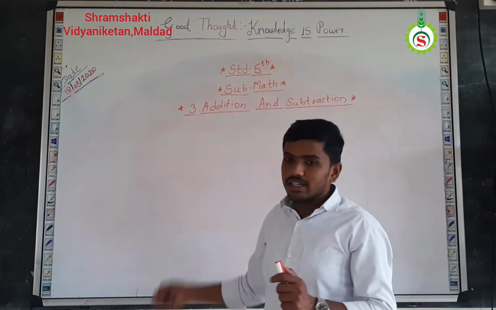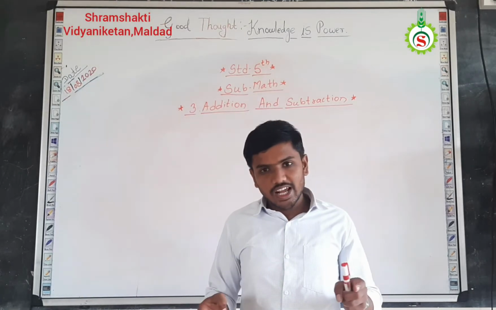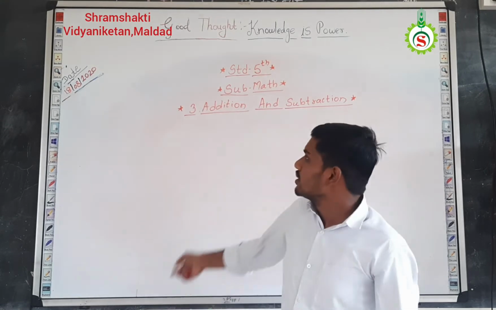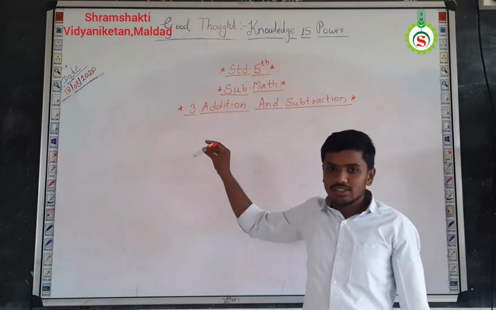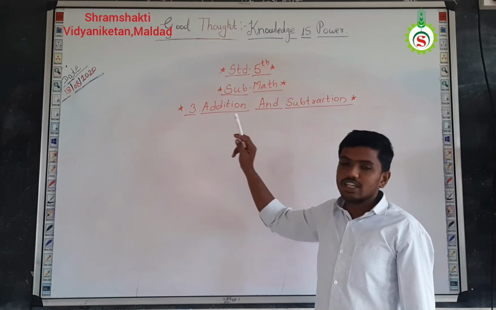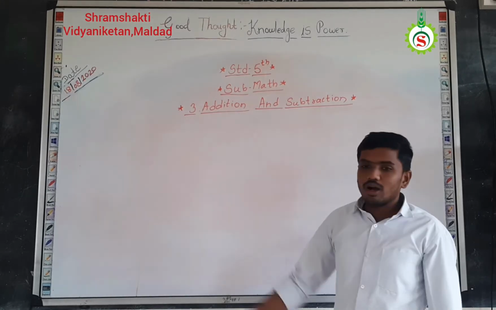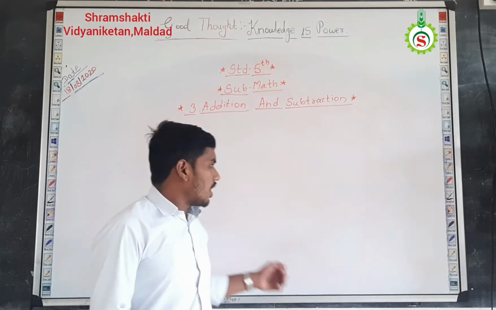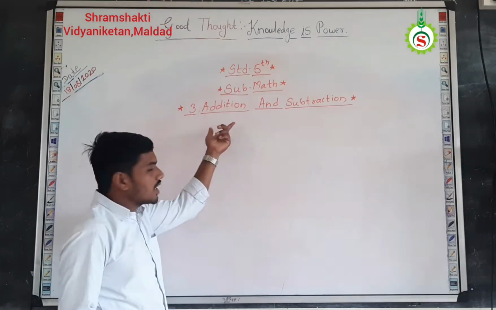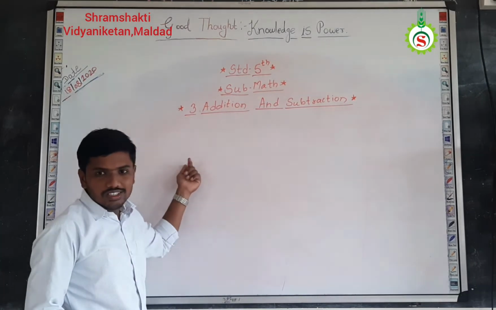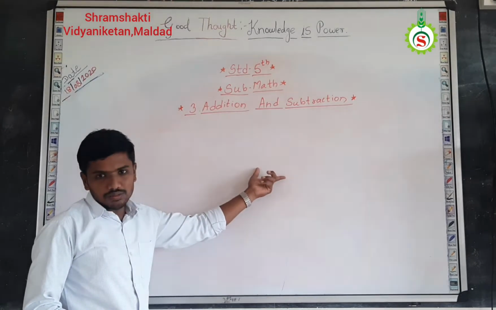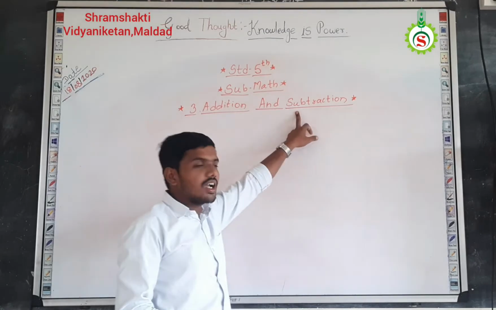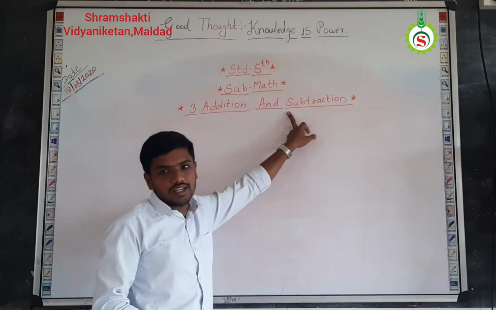But we have learned addition and subtraction of up to 5-digit numbers. Now in the 5th standard, that means this year, we have to learn addition and subtraction of 6-digit and 7-digit numbers. Up to the last lecture, we have seen how to add 6-digit and 7-digit numbers. Now in today's lecture, we are going to start subtraction.